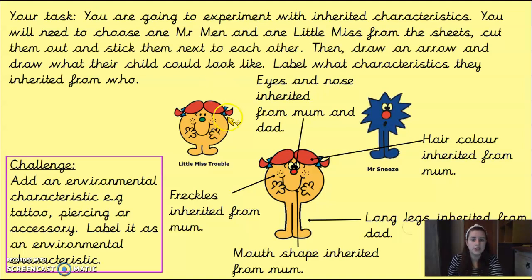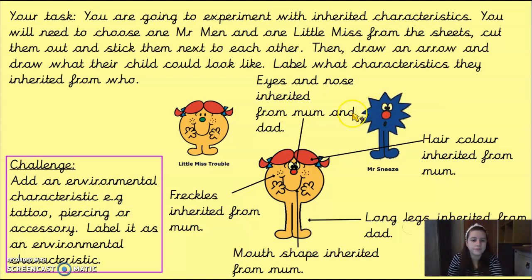So I have got Little Miss Trouble and Mr. Sneeze, and then I've combined different features, and you can choose whatever features you want to create what their child would look like. So remember, they have to get something from dad and something from mum. Now it might not be that everything's visible, so they might inherit their dad's blood group, but remember, you have to get something from either parent.